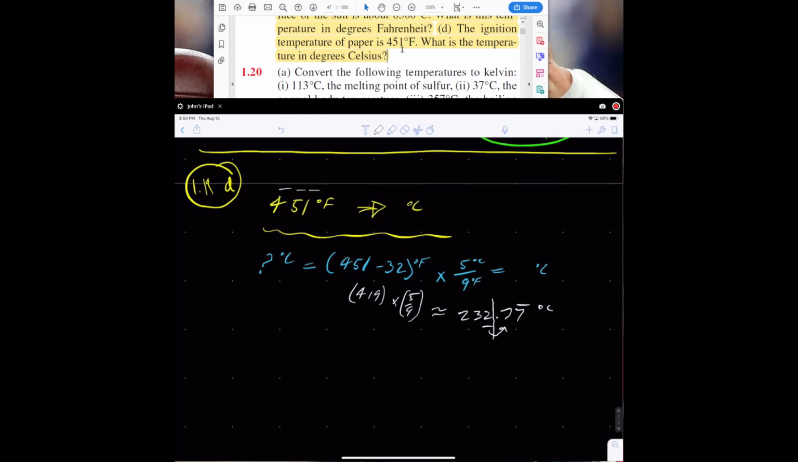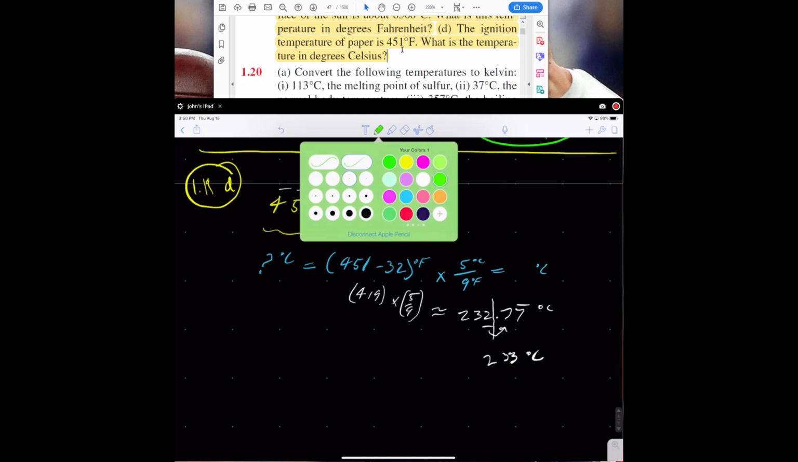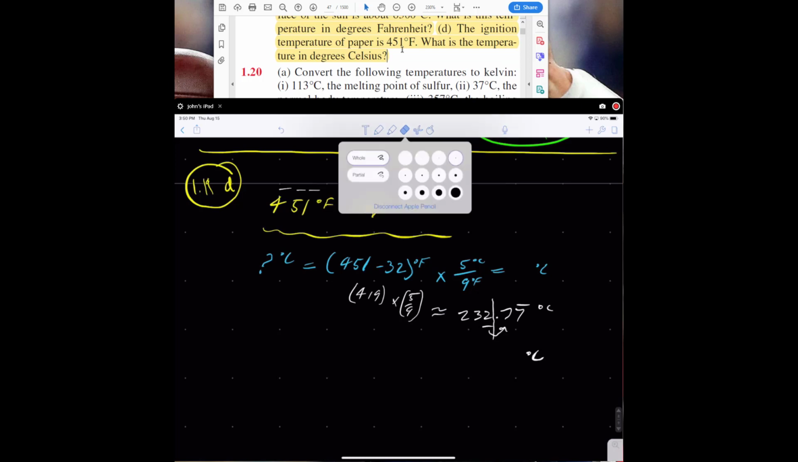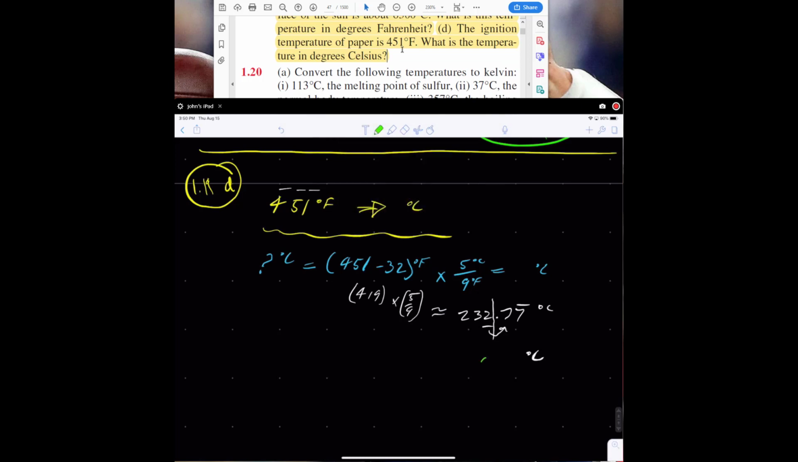We look at the neighbor, the 7. That means that we need to round up. 233 degrees Celsius. Okay, and that's our answer. I'll write this a little bit more legibly. There we go. 233 degrees Celsius. That's what it converts to. 451 degrees Fahrenheit equals 233 degrees Celsius.